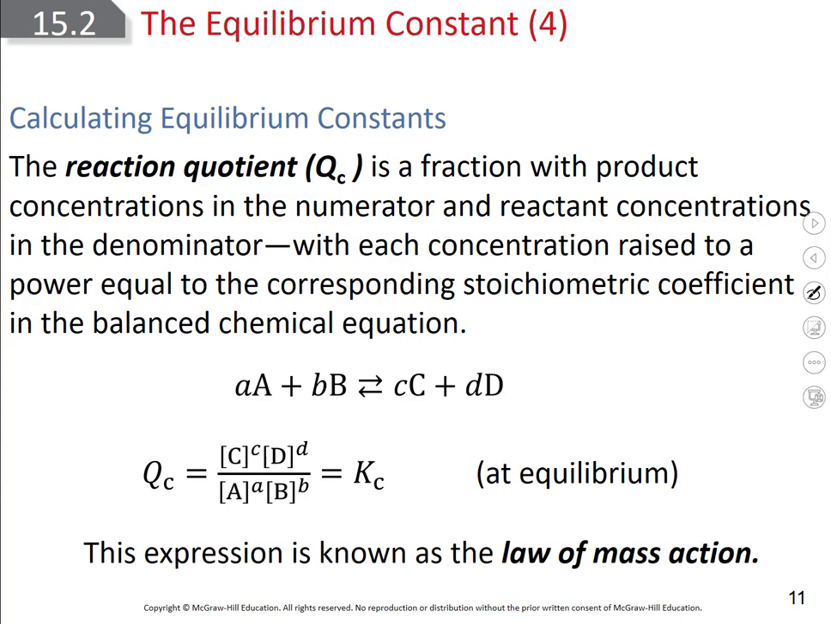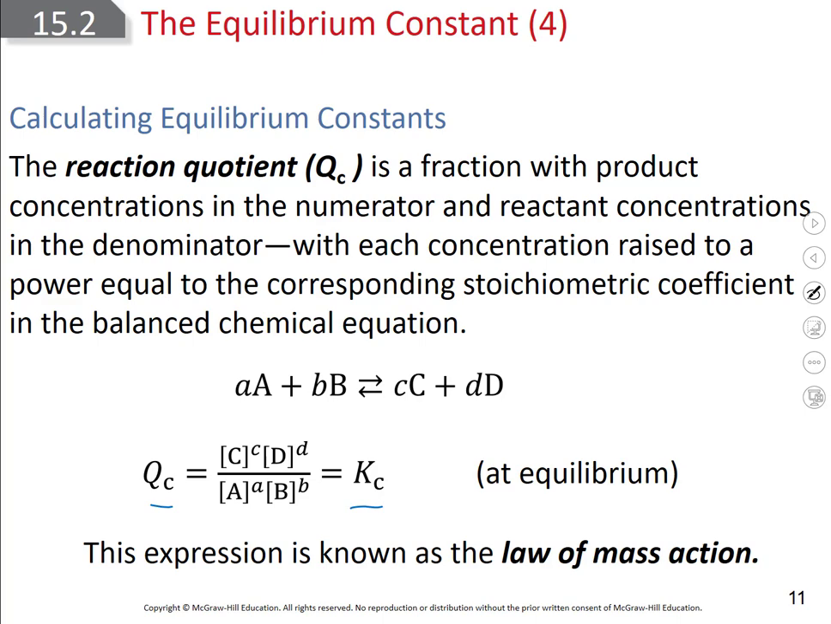It can be at equilibrium, in which case at equilibrium Qc and Kc are equal to each other. Or it could be if you overshot equilibrium and you start going backwards to get back to equilibrium. It could be at any point in the reaction, but the equation is still going to be the same. It's going to be the concentration of the products over the concentration of the reactants.